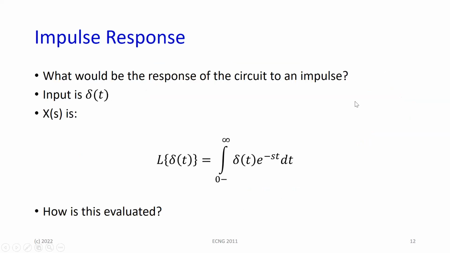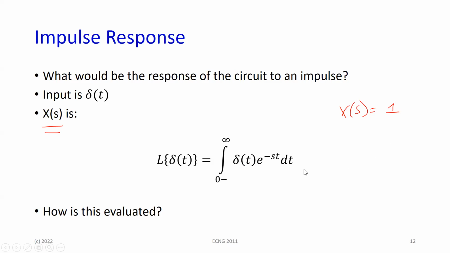All right. What about the impulse response? So if the input is xt, sorry, is delta t, X(s), if you remember that, X(s) for an impulse is 1. Right?